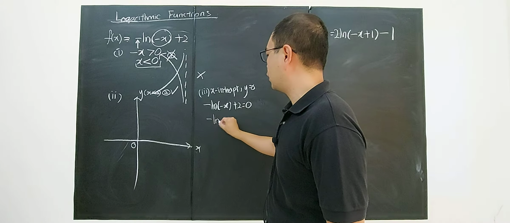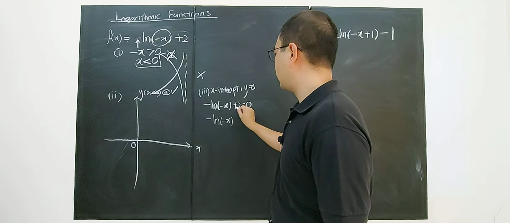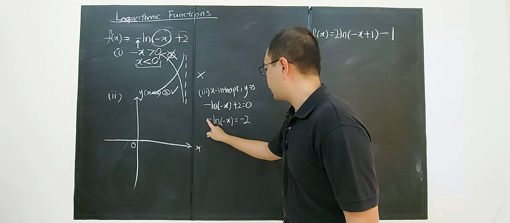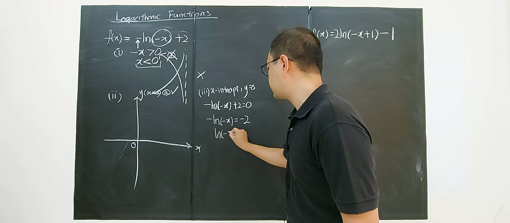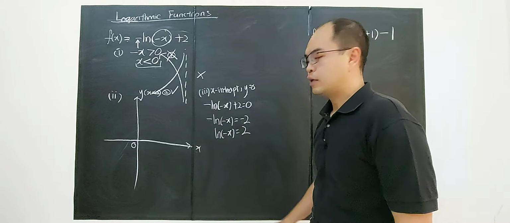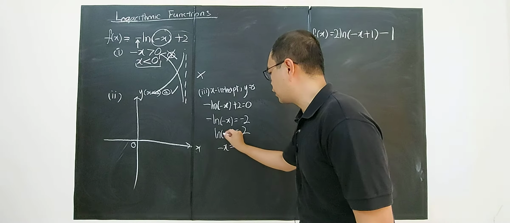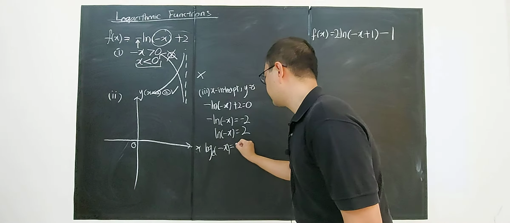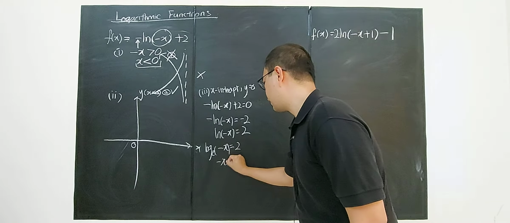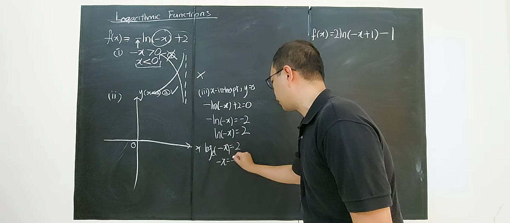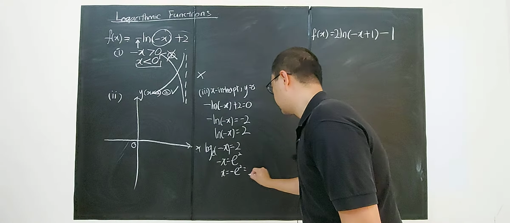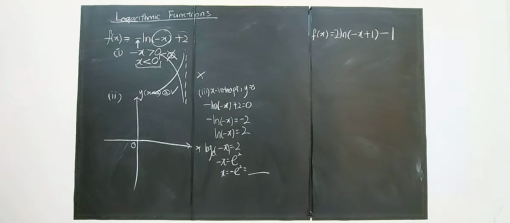Slowly, negative ln, negative x, positive 2 will become negative 2. Negative divided by negative, multiply by negative on both sides. You have 2. And the negative x, what is ln? Ln will be log to the base e, to 2. So negative x is e to the power of 2, and x is negative e to the power of 2, right?